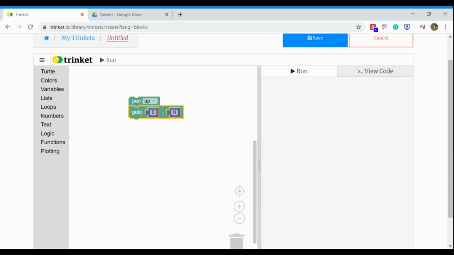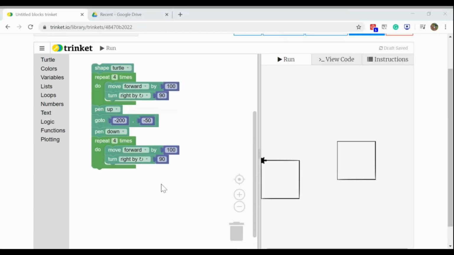So I want you guys to try this on your own right now. Draw a square, then move your pen to draw another square in some other quadrant. Pause the video right now to try this.